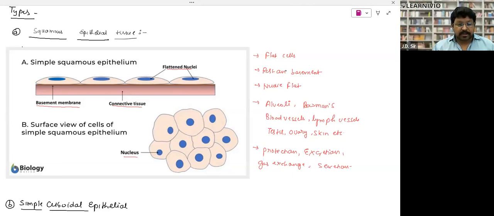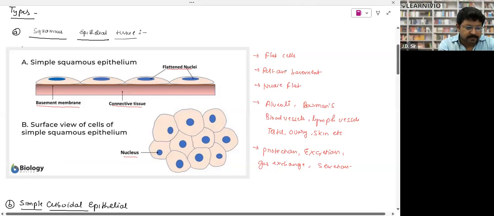They make the blood vessels. They are found in the lymph vessels, testis, ovary, skin, etc. Their function is protection, excretion, gas exchange, and secretion. These are their functions. Clear? Squamous clear? So they are a sheet-like structure. Is that clear? Squamous tissue.